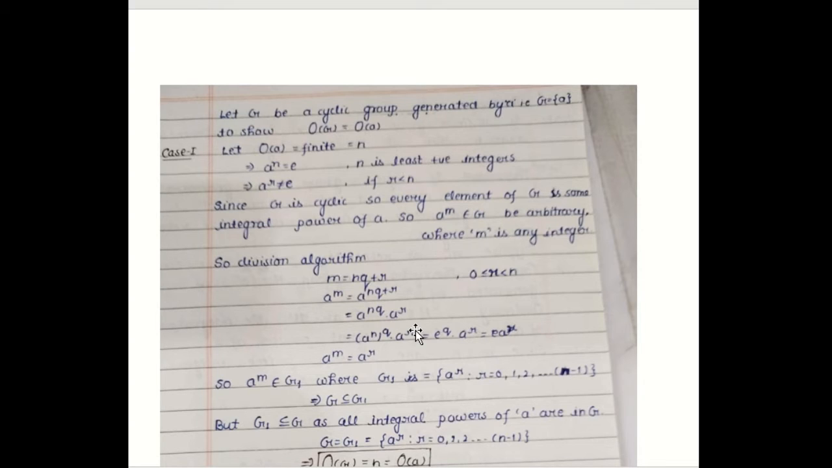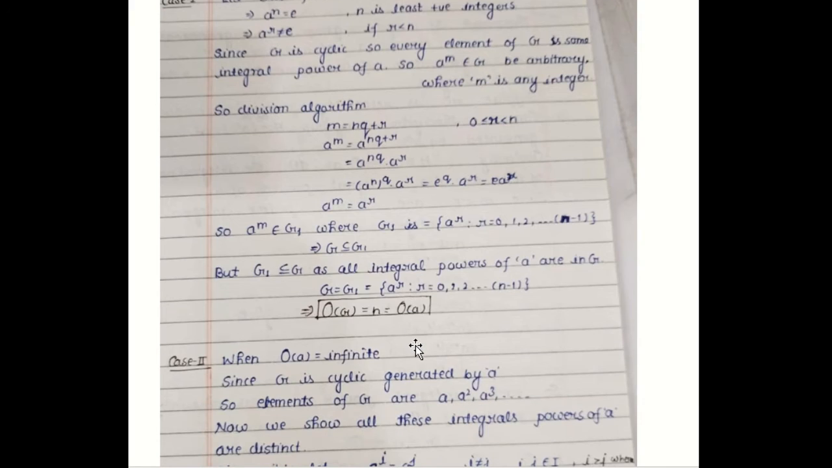Let G be a cyclic group generated by a. We have to show the order of G is equal to the order of a. So we have two possibilities. First, when the order of a is finite, say n, then by the definition of order, there exists a least positive integer n such that a to the power n is equal to e. e is the identity. n is here the least positive integer. So no number less than n gives you a to the power n equal to e. So a to the power r, where r is less than n, cannot be equal to e.